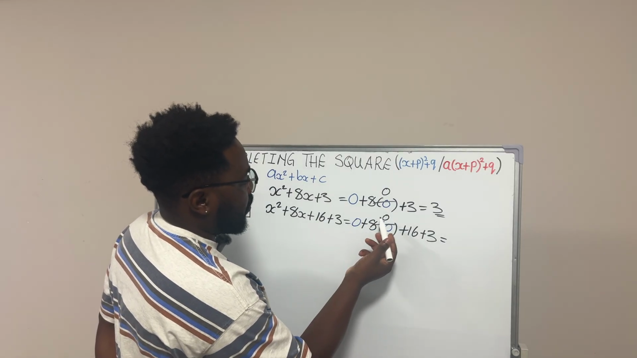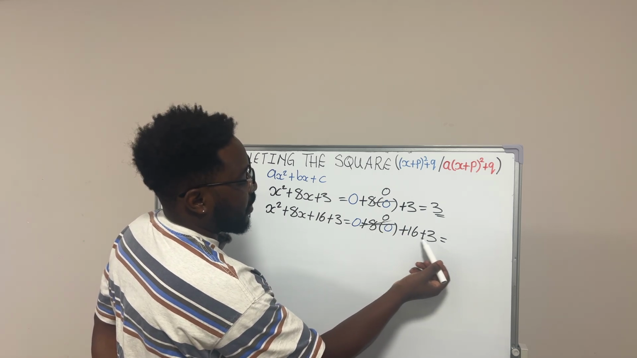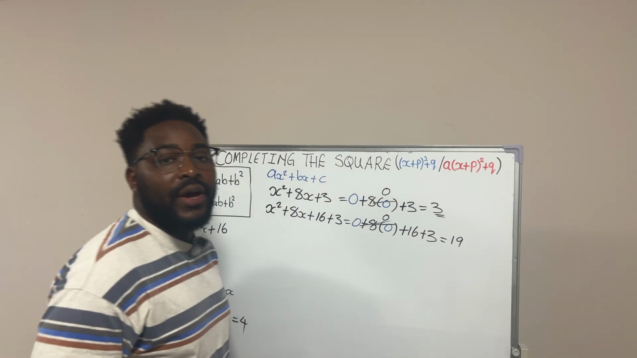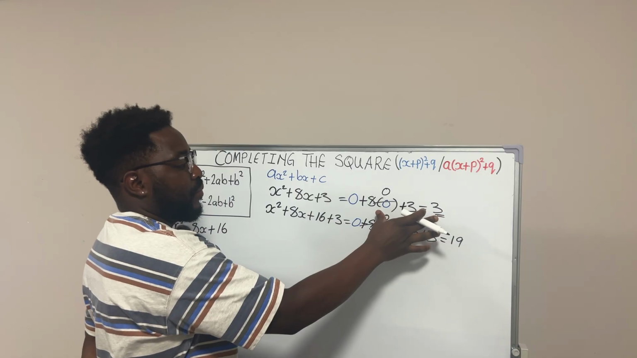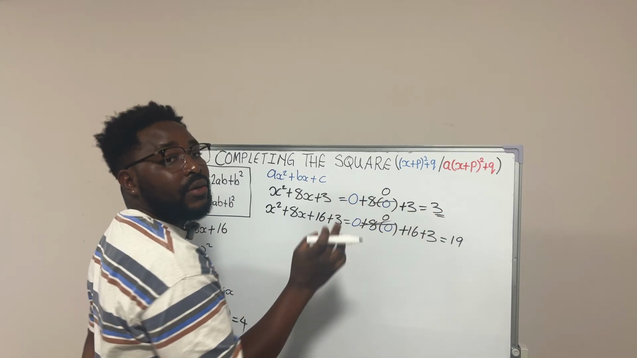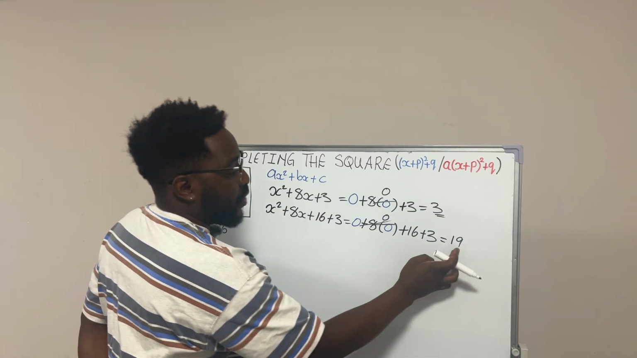0 plus 0 is also just a 0, yes? So we shall remain with 16 plus 3, that's 19. Right? Now, if you look at the initial quadratic expression over here, its value is 3. But then the one that we just added a 16, the value is 19.